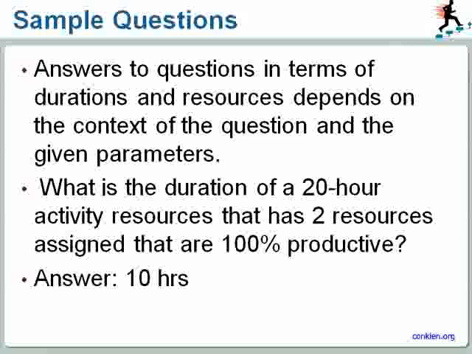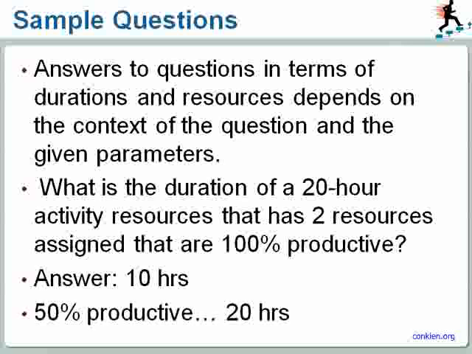Now, you need to also be able to see that if it says, what if they're only 50% productive? Well, then it will obviously take 20 hours because these 2 people only work at a 50% production rate, and therefore it would double the number of hours that we calculated in the first example. It's that simple. You need to be prepared to take these kinds of parameters into account when it comes to estimating durations. You need to be thinking through them, and you need to be calculating them correctly.